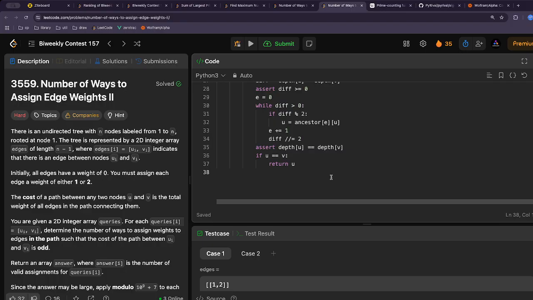Okay, so now our situation is that we know that U and B are not equal, but if we jump to the LCA, or to any common ancestor, then they will be equal, right? So we can think about doing a binary search.